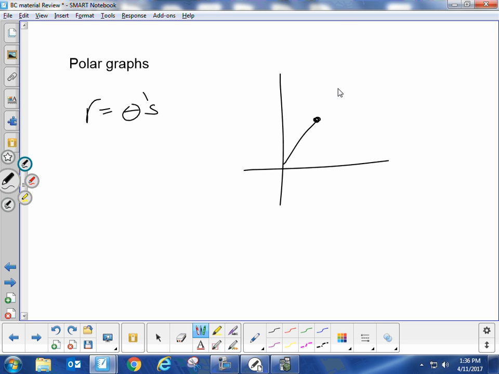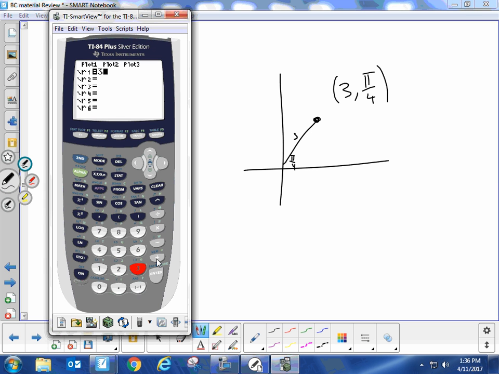So this point would be, maybe, 3 comma pi over 4, because it's a distance of 3 and this angle is pi over 4. And in your calculator, you can find, say, 3 cos 3 theta, some cool looking graphs of petals. Let's zoom standard. Actually, let's go to 8 cos 3 theta. That'll look a little bit bigger.